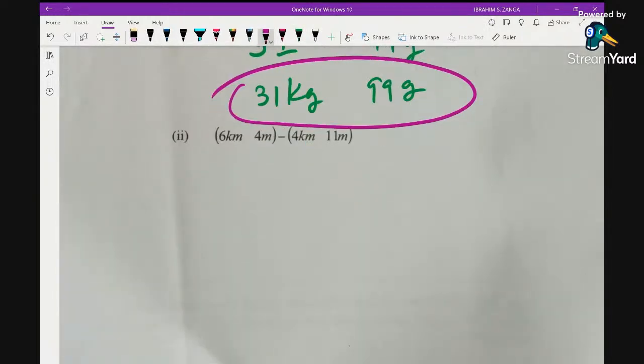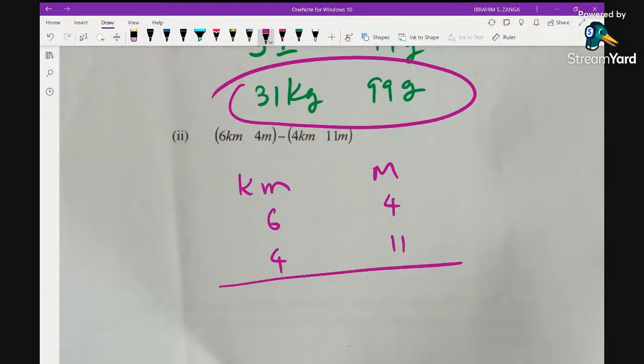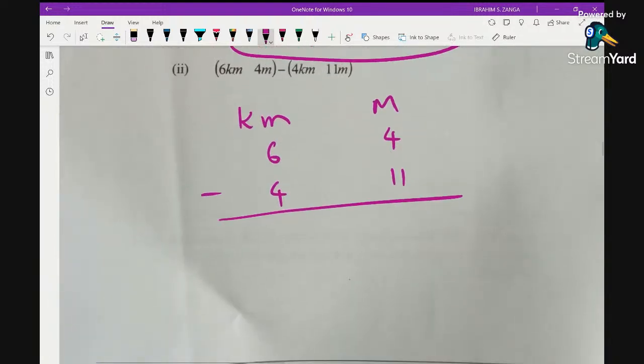Next one, you have kilometers and meters. You are going to subtract. So we are going to say kilometers and meters. So you have 6 kilometers, 4 meters, 4 kilometers, 11 meters. So you're going to borrow 1 kilometer from kilometer column. Then you're going to get 1004. You subtract 11. You're going to get 3. 10 minus 1, 9. And here you have 9. So it is 993 meters.